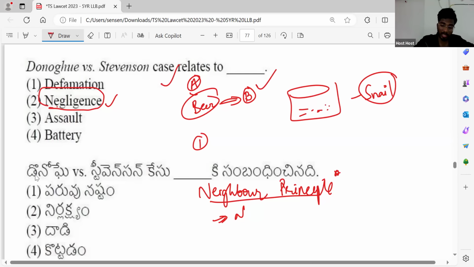In the exam, they'll ask this question: who is a neighbor in the definition of law? It is all those people who will be affected by your action. A neighbor is not your physical immediate neighbor, right? It is the people who might be affected by your action. Clear? Next. Now, what is the meaning of defamation?